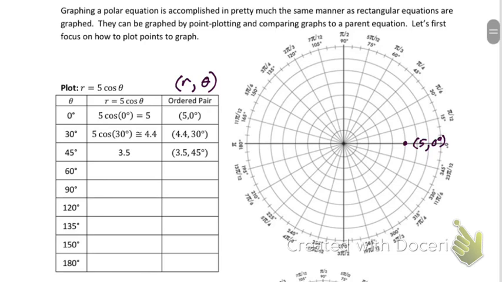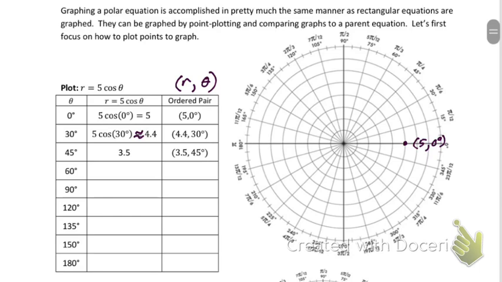For the next ordered pair, we're looking at 30 degrees. When I plug 30 degrees in for theta, we do 5 times cosine of 30 in our calculator, and that's going to come to about 4.4. That isn't the about symbol. The about symbol should have been 2 squiggly marks. So it's about 4.4, so that's the point 4.4, 30 degrees. Reminder how to graph that.